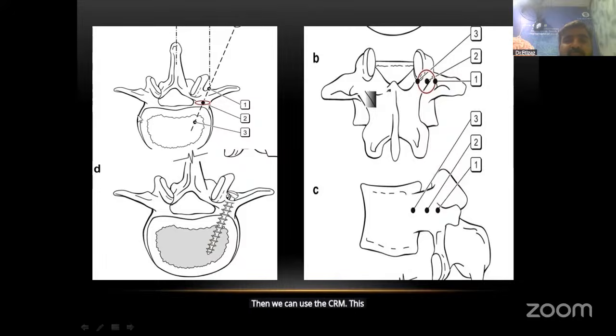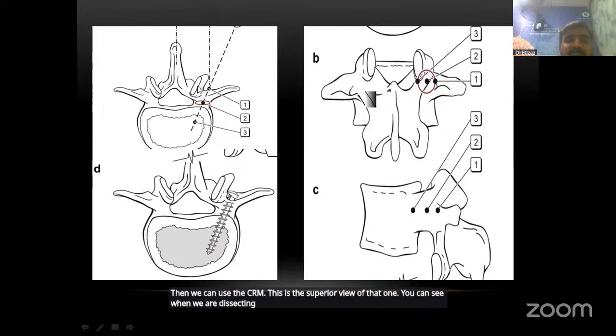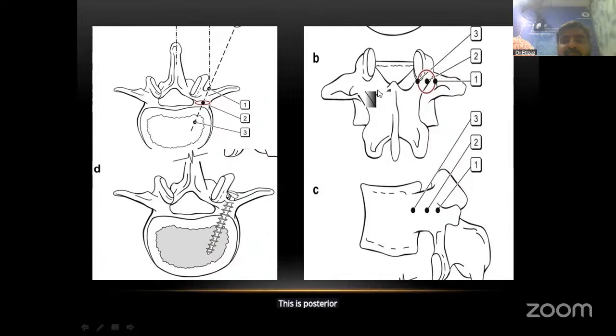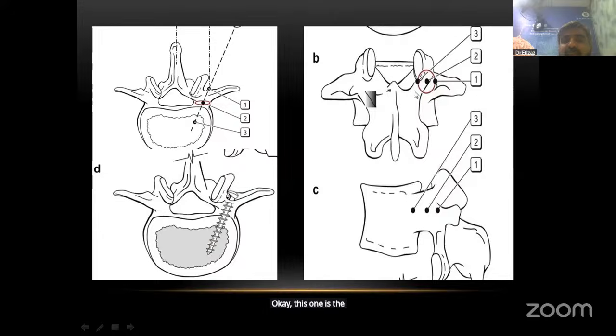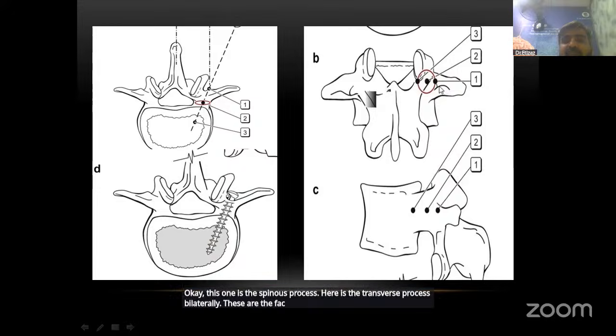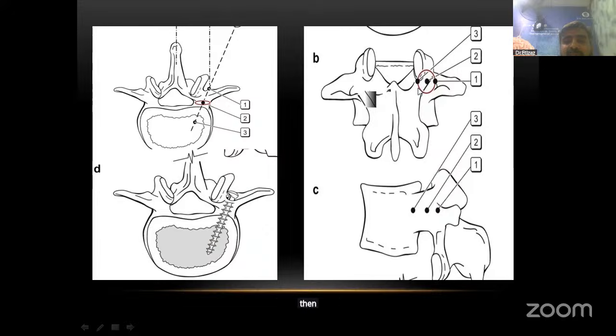This is the superior view. You can see when we are dissecting the body, we can see superiorly. This is the posterior view. When we are placing the screw, we see the spine posteriorly like this. This is the spinous process. Here is the transverse process bilaterally. These are the facet joints. This will be our entry point. Then the junction of the pedicle, these are the pedicles, the junction of the pedicle and the body.